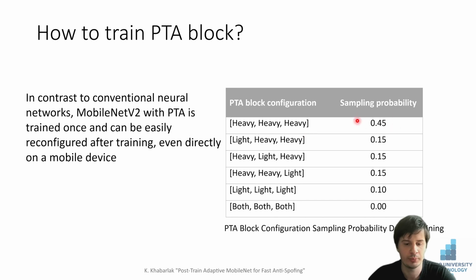Heavy is sampled most of the time, and other configurations are sampled less frequently. The logic is that the lighter the configuration, the less frequently it should be sampled.